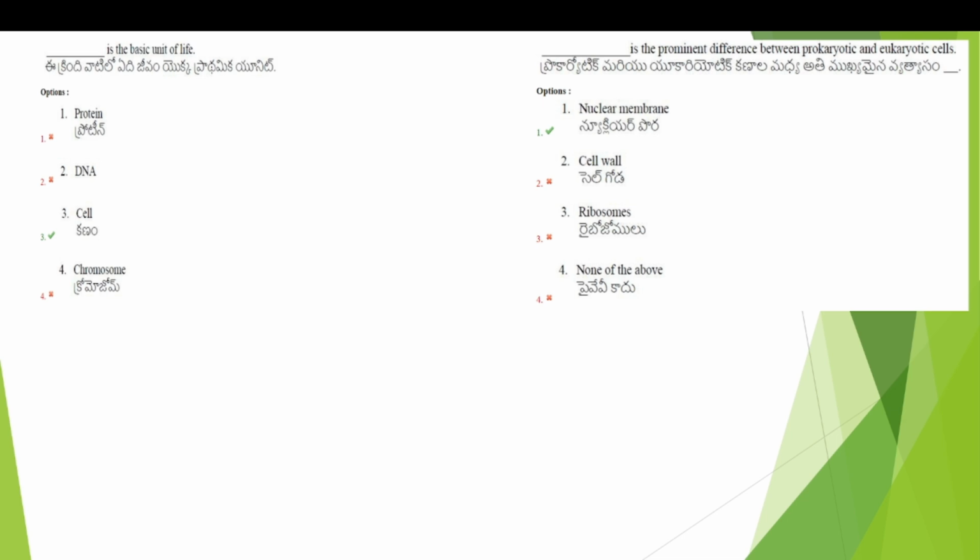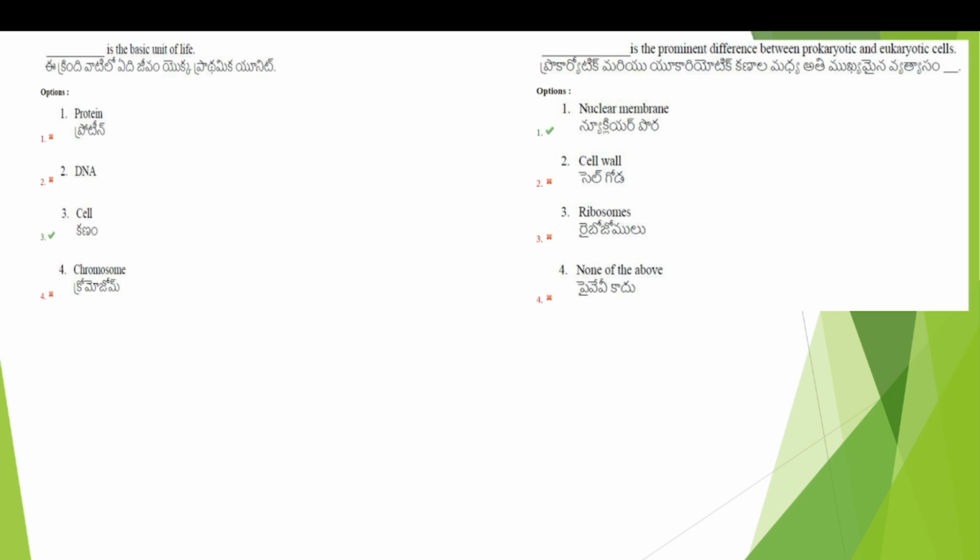If you see the options, the first one is nuclear membrane. Yes, it is the right answer, because prokaryotes don't have any nuclear membrane, whereas eukaryotes contain a prominent nucleus and it's surrounded by nuclear membrane. The first one is the right answer.